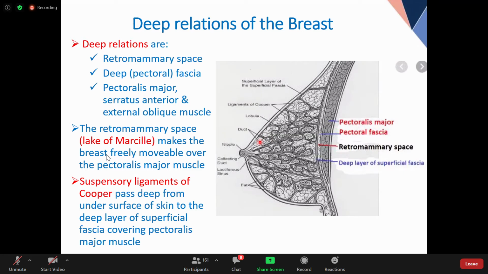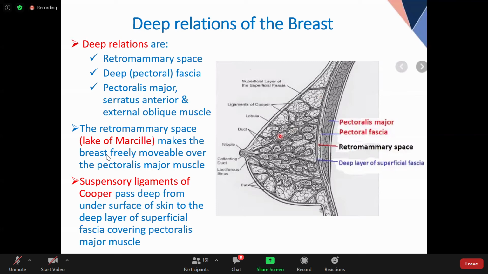Now, this is how they give a shape to the breast. These fibrous septa are called suspensory ligaments of Cooper. They also divide the breast into radial lobes. I will show you in another diagram. So why I'm showing you this, there are some important structures.